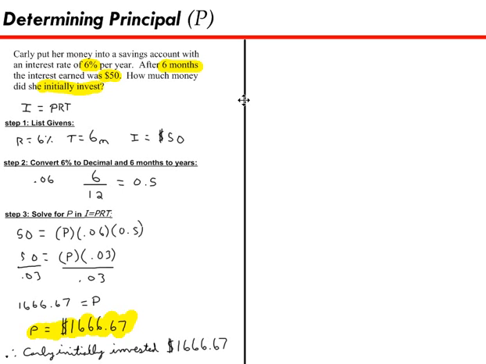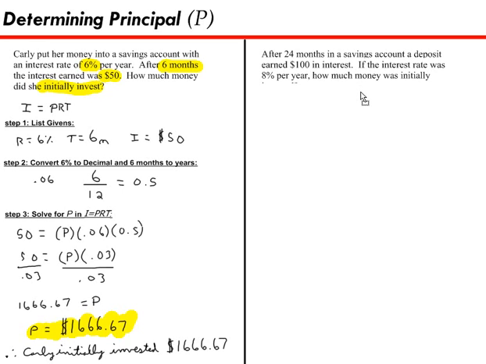And now let's see if you can follow generally the same steps with a practice problem here on the right side. I'll present a problem to you and you can try it out on paper, and when you're ready, I'll post the solution below. Here's your problem. After 24 months in a savings account, a deposit earned $100 in interest. If the interest rate was 8% per year, how much money was initially invested? Okay, try that one.